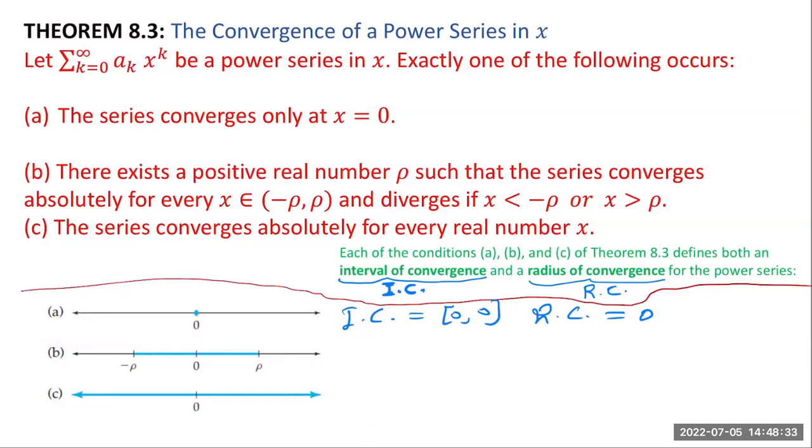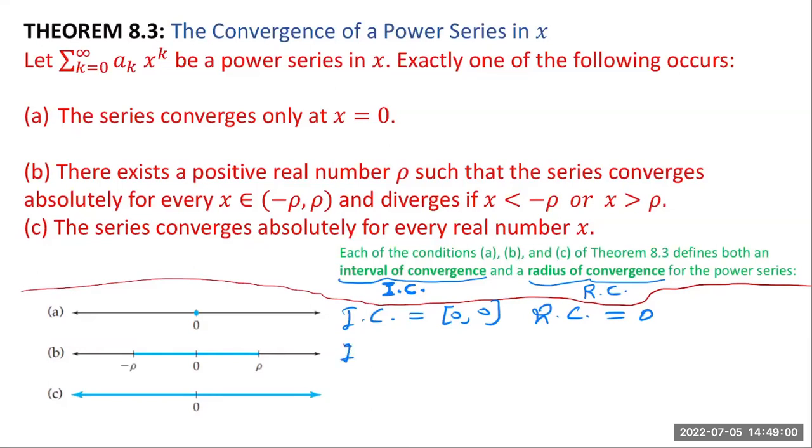At these endpoints, we don't know. We need to handle them manually. We need to analyze these endpoints manually. All this tells you is that if your value c is strictly between minus rho and rho, the power series converges at that value. And if you take a point outside of this interval, then the series diverges at those points. That's the second scenario.